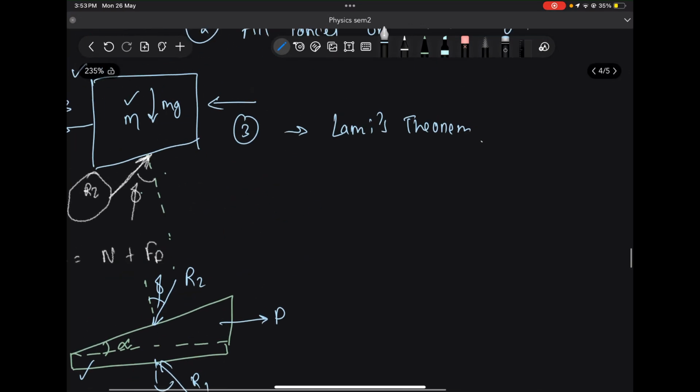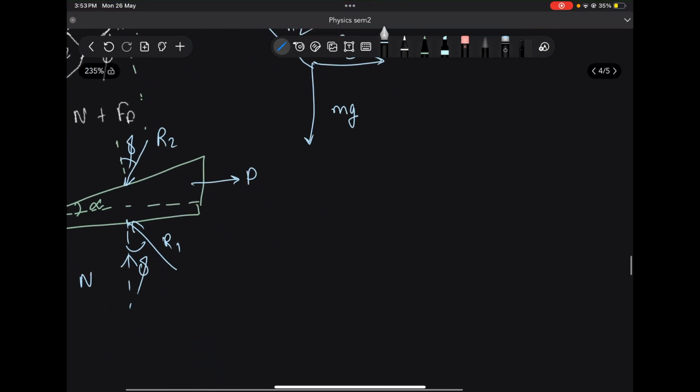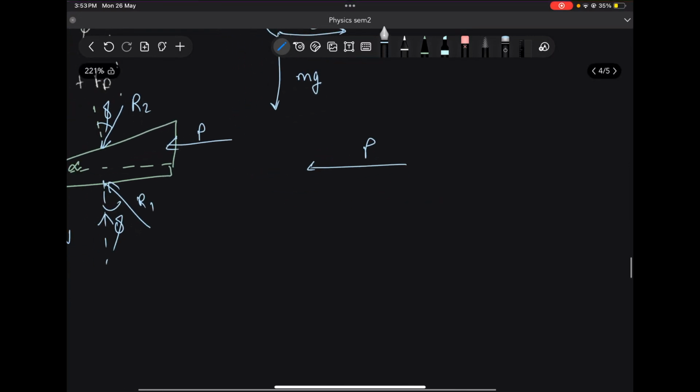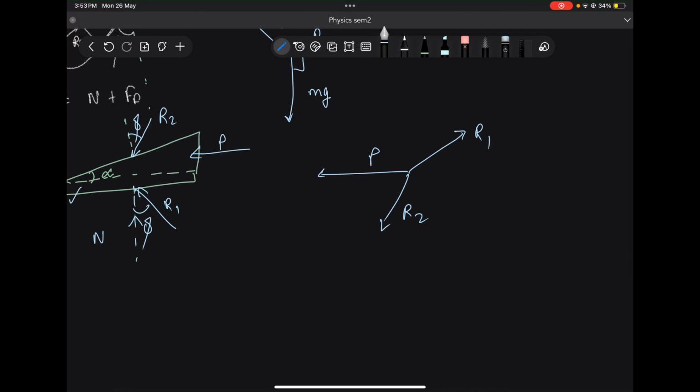So if I were to apply Lami's theorem on this block, I can say that R3 is applied like this, then we have mg over here, and some R2 which is applied like this. This is perpendicular, and this I can solve like P is applied something like this. Sorry, P's direction is wrong here. P is applied like this, right? We have some, what else was there? R1 is applied something like this, and R2 is applied something like this. And you can solve the questions very easily like that. You can also use the triangular law, and that will be basically the same thing.